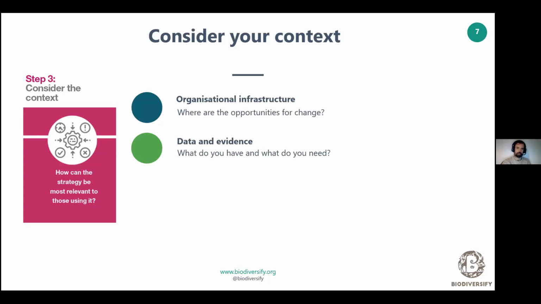Another one is data and evidence. What do you have and what do you need? And this is a kind of funny one, because almost everyone goes, well, I haven't got enough evidence. I don't have enough data. And that is always going to be the case. But in many cases, you do know where to start. So, you know how much material you're sourcing. You might know where you're getting it from. And there's actually something that is very easy to help with from a biodiversity perspective. And we'll talk more about that later.